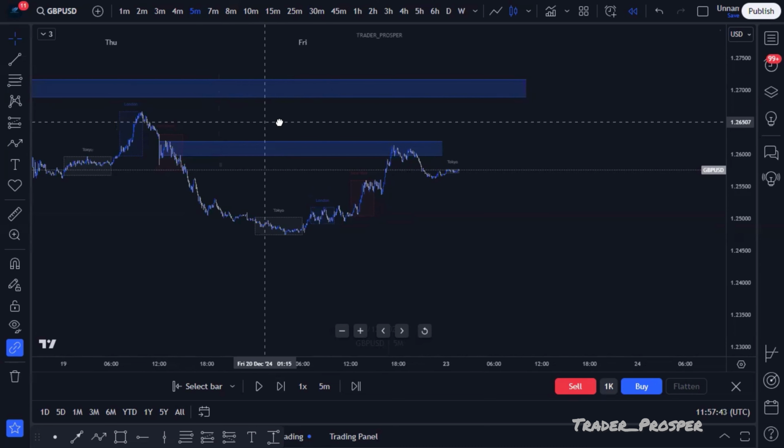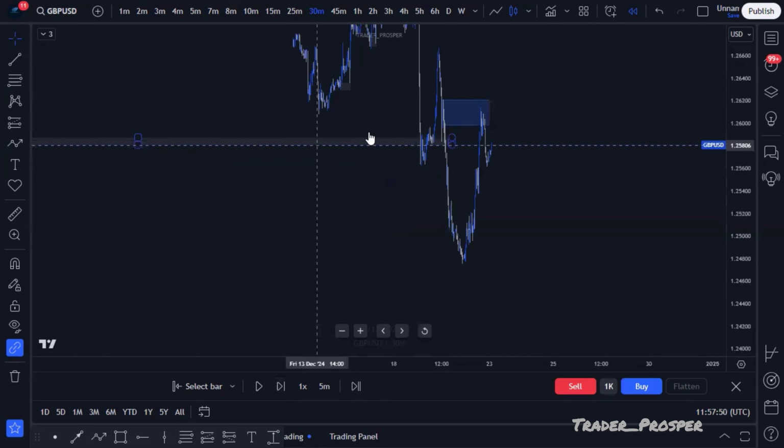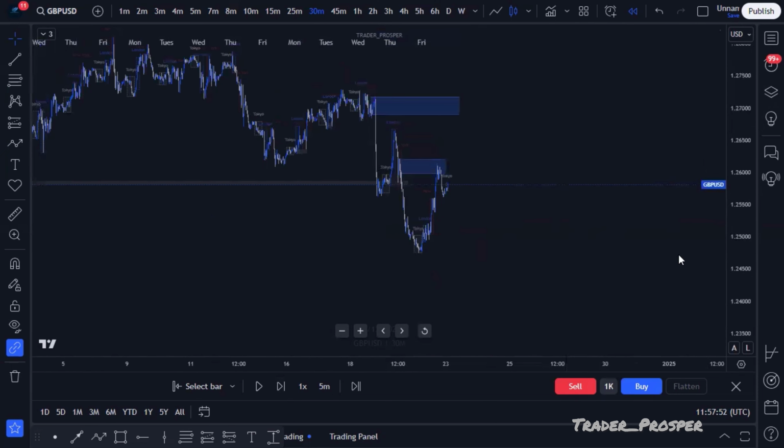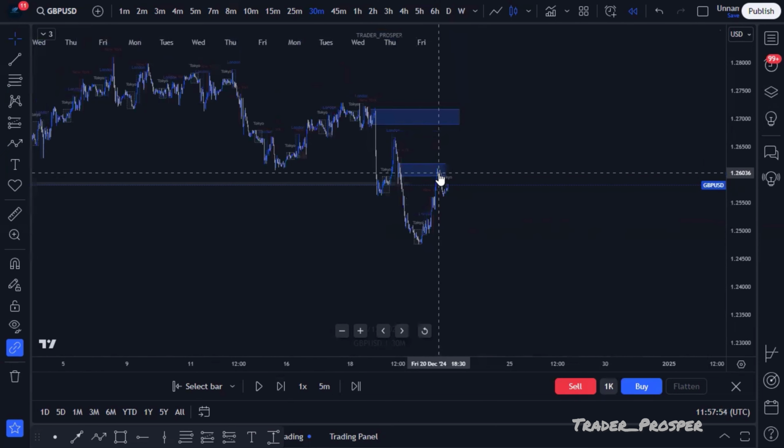All right, now this was that 30-minute supply zone which we marked out. We are expecting price to react on it. Now on the 5-minute time frame, price was already reacting on this supply, and this is the start of the Asian session. Let's play until the end of the Asian session. All right, this is the end of the Asian session.